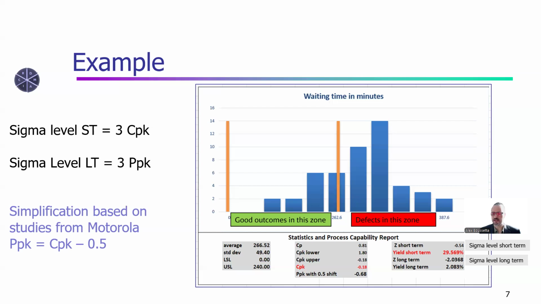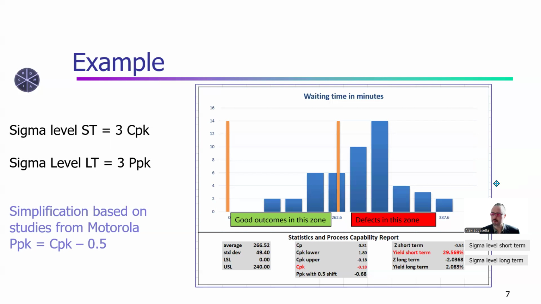What we typically see in books, including in most green belt training, is that the Ppk, so the long term, is Cpk minus 0.5. So take your level of Cpk. In this example, we have a waiting time in minutes and our Cpk is quite low: minus 0.18. So we subtract 0.5 and we get to the Ppk.